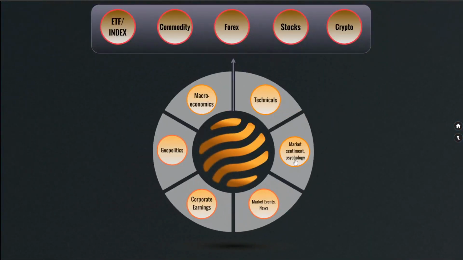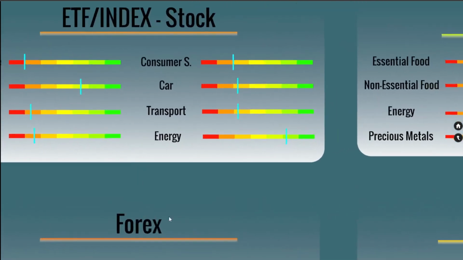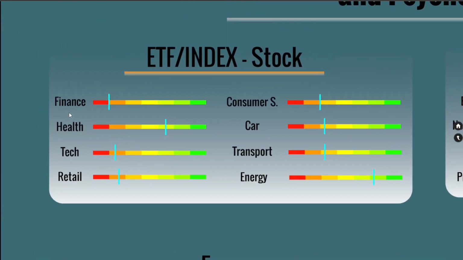The other market driver, which is very, very important, is actually built up by the reaction of the technicals, the reaction of the macroeconomic field, and the reaction of the market news, and these three main drivers give the overall picture of the market sentiment and psychology, so the mood of the market. And this is a very detailed scale. As you can see on the ETF index and stock market, the finance sector is experiencing a very, very negative sentiment, while the health sector is mainly positive, but not much. The tech sector and the retail sector are almost the same, very negative.